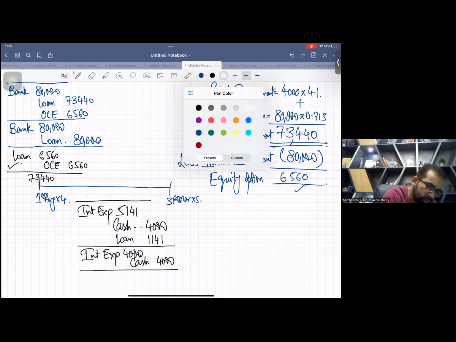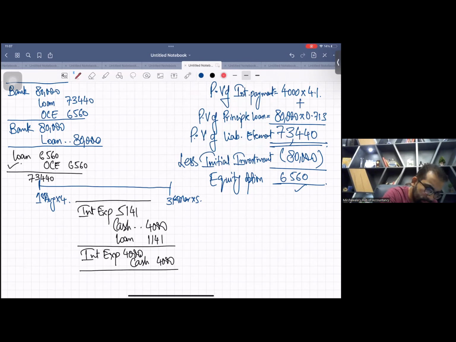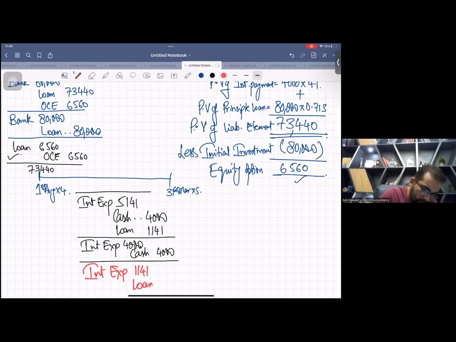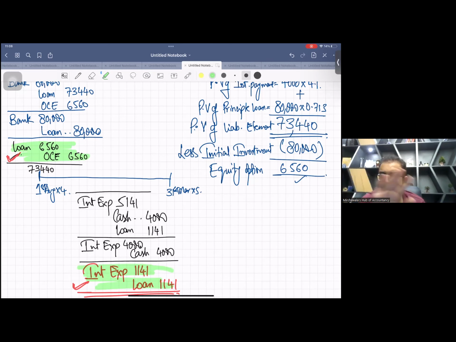Now let me make the third entry for you guys. This is going to be interest expense debit 1141 and loan credit 1141. So the end of the story is these two entries, the two right tick entries. If you post just these two entries, the story ends. That's it.